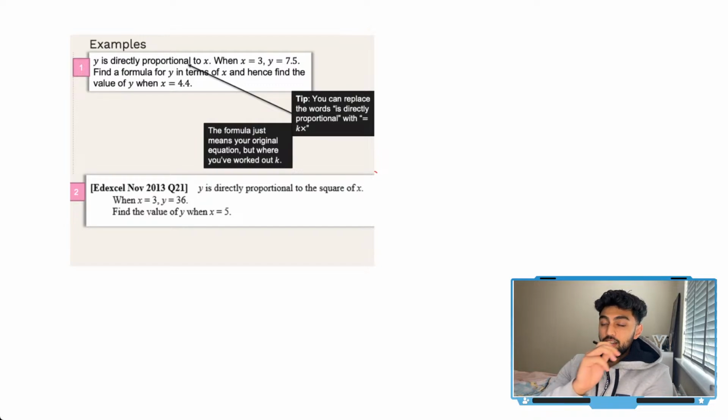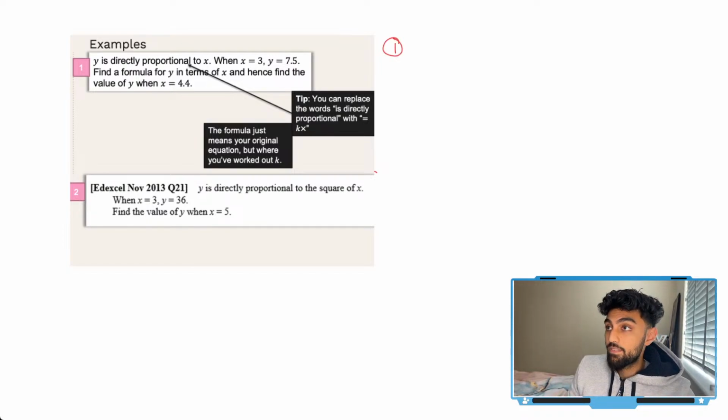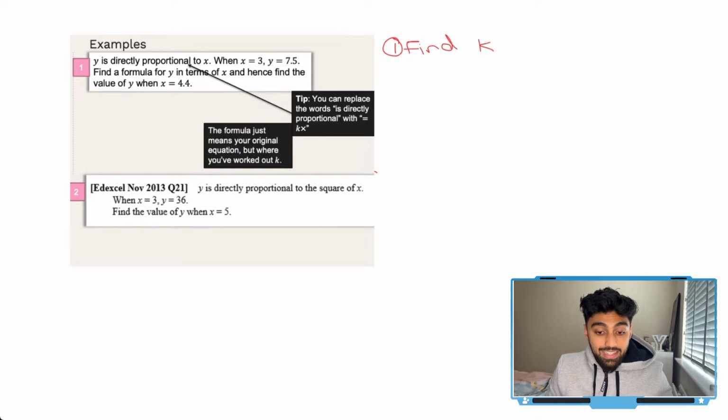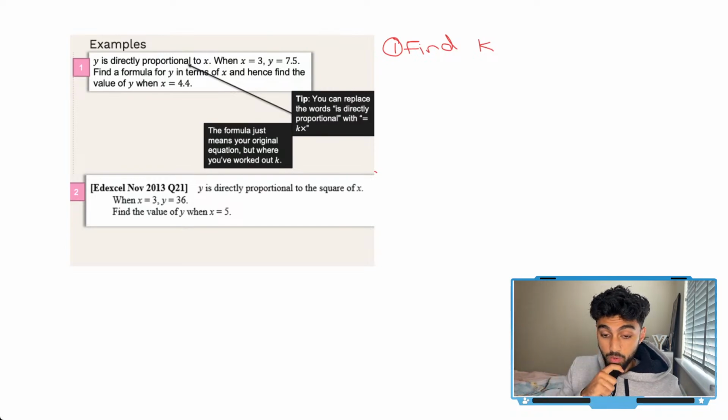So y is directly proportional to x. When x is equal to 3, y is equal to 7.5. Find a formula for y in terms of x, hence find the value of y when x is equal to 4.4. So, guys, in proportion questions, there are always two steps that you need to take. The first step is find the value of k. Now, what is k? K is the constant of proportionality.